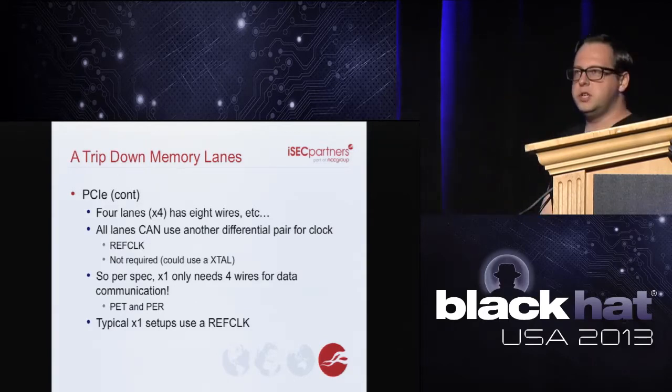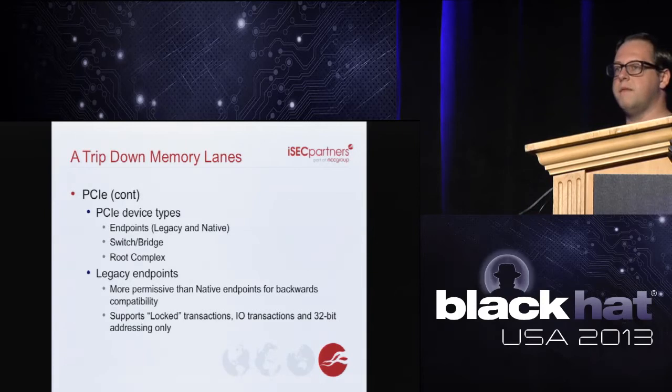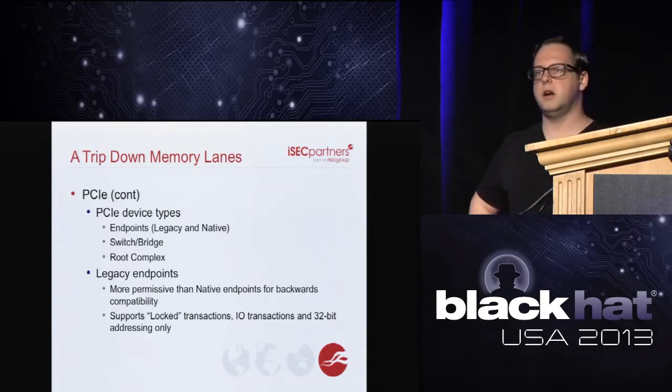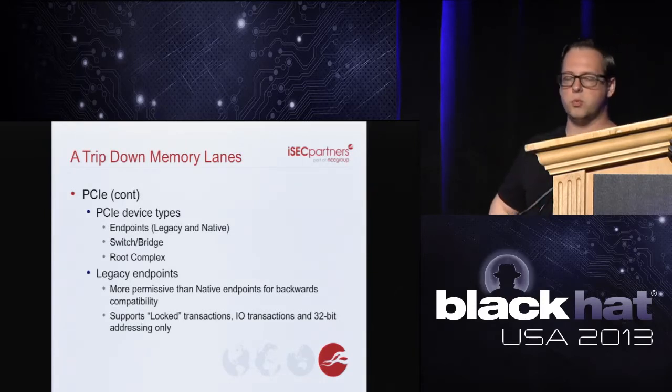When we're doing our reverse engineering, most manufacturers will do 6-wire just because it's easier to throw in a reference clock and it makes it a little more stable. But PCI Express can definitely handle without one. Different device types: we have endpoints, switches and bridges, and the root complex.